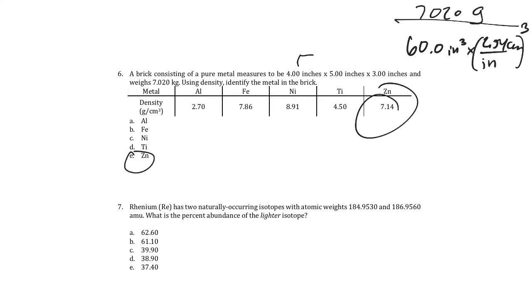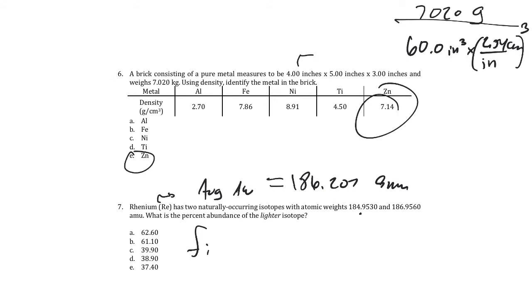This one might catch you off guard if you're looking at this before, say, Wednesday's lecture. The main idea here is that for any of the elements in the periodic table, we can get the average atomic weight from the periodic table. So we can look that up. Rhenium's atomic weight is 186.207 AMU.